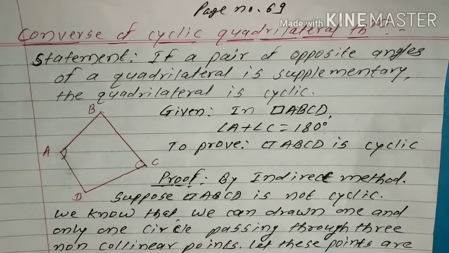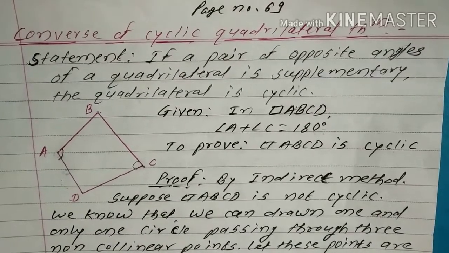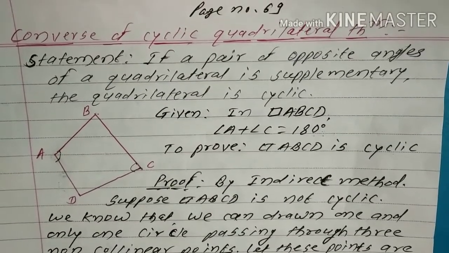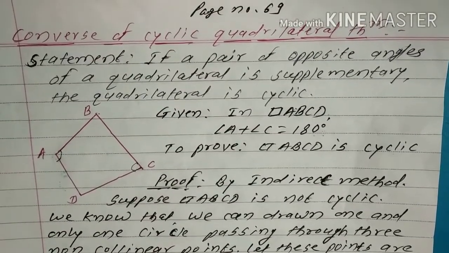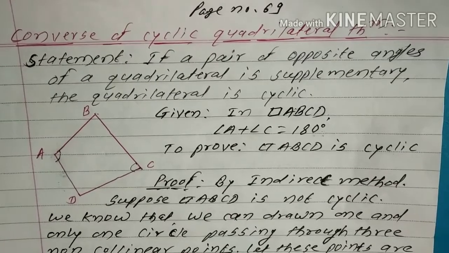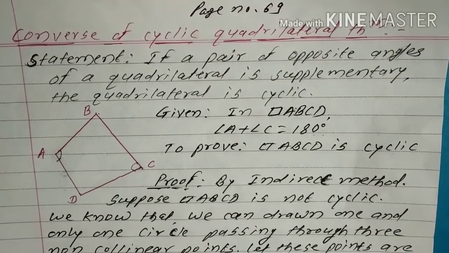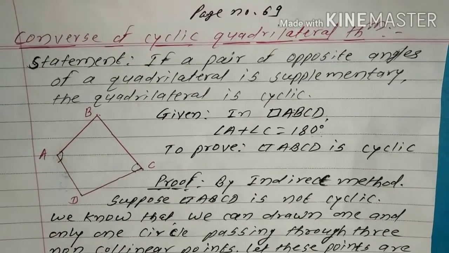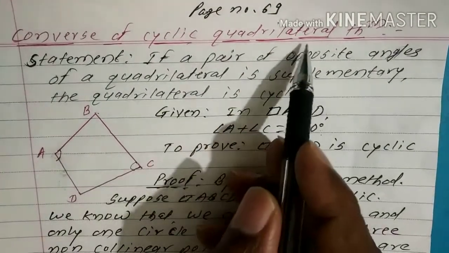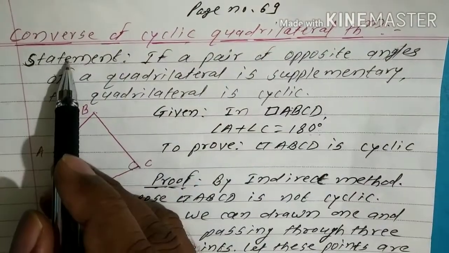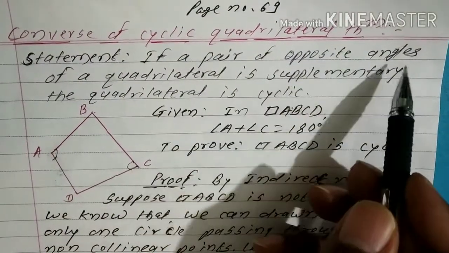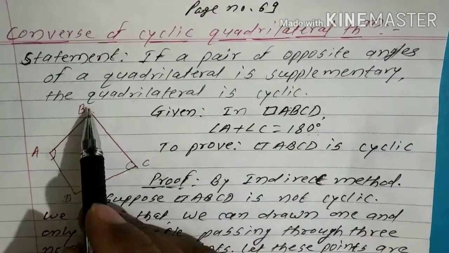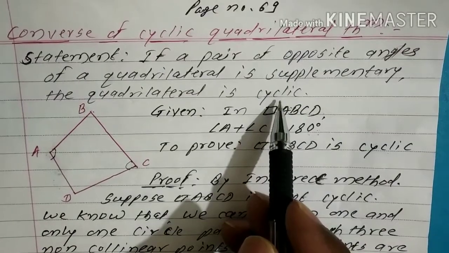Students, you studied the cyclic quadrilateral theorem in the previous video. What is the statement of the cyclic quadrilateral theorem? Opposite angles of a cyclic quadrilateral are supplementary. Today we study the converse of the cyclic quadrilateral theorem. Statement: if a pair of opposite angles of a quadrilateral is supplementary, the quadrilateral is cyclic.